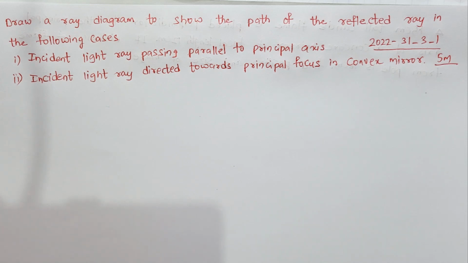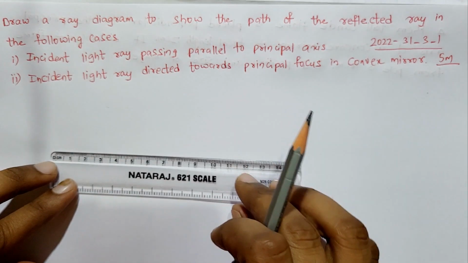Draw a ray diagram to show the path of reflected light ray in the following cases. First case is incident light ray passing parallel to principal axis. Second case is incident light ray directed towards the principal focus in case of a convex mirror. Okay. So let us draw the convex mirror first.